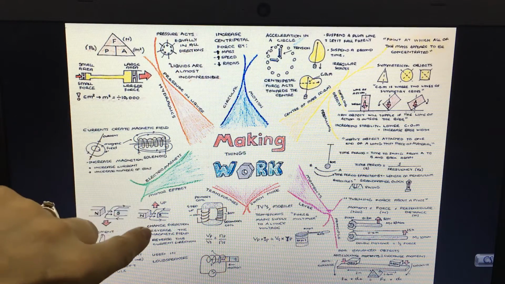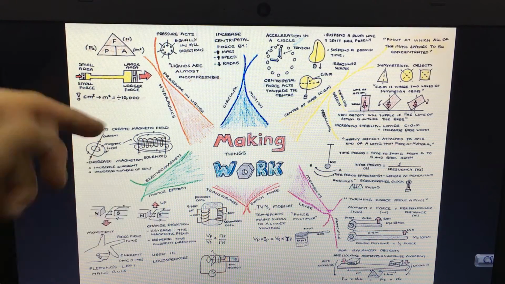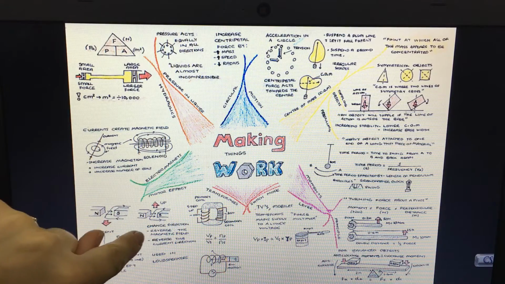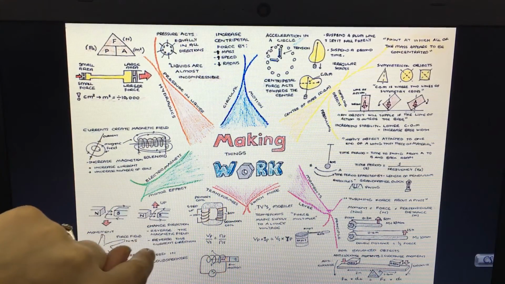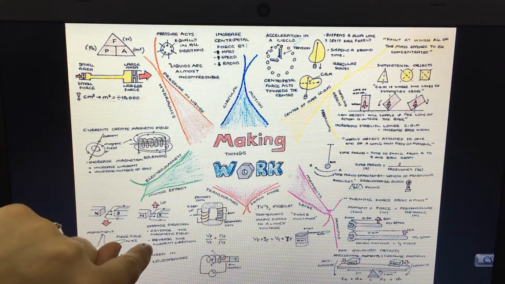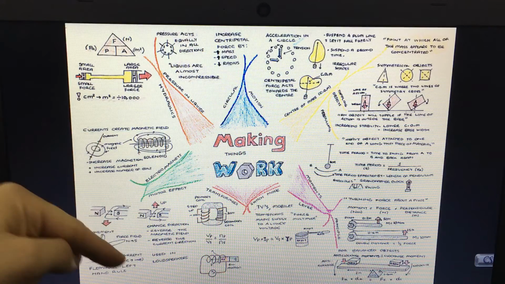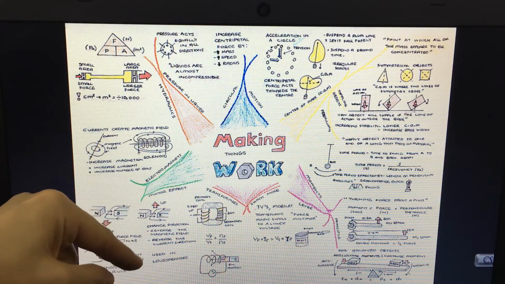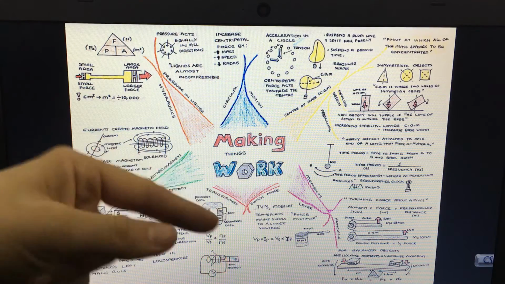Now you can change the direction of the movement by either reversing the magnetic field, so changing this around, or you can reverse the current direction. It's sometimes related to, and is used in, loudspeakers to get the vibrations.